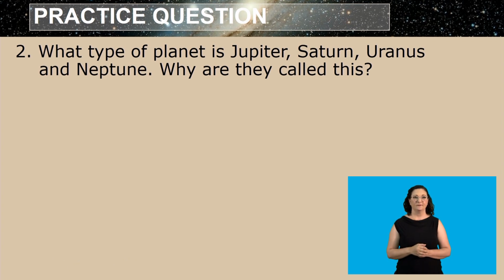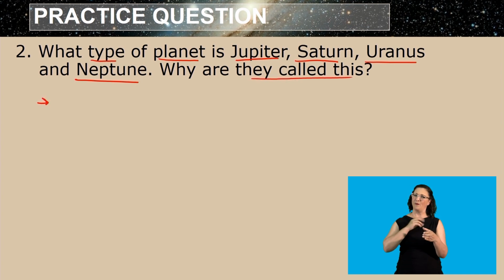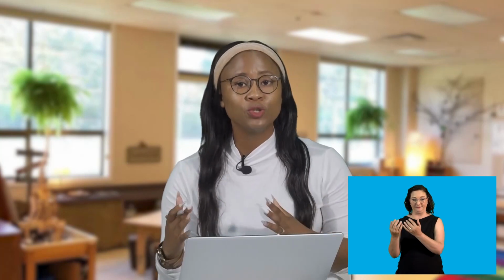Question 2 says to us, what type of planet is Jupiter, Saturn, Uranus, and Neptune? Why are they called this? If you remember, we said that the 8 planets are divided into 2 groups. We have the inner rocky planets and the gaseous planets. So Jupiter, Saturn, Uranus, and Neptune are referred to as the gaseous planets.